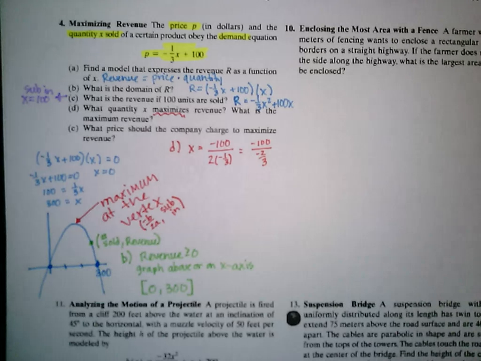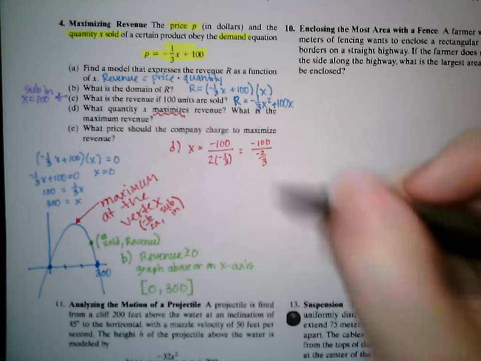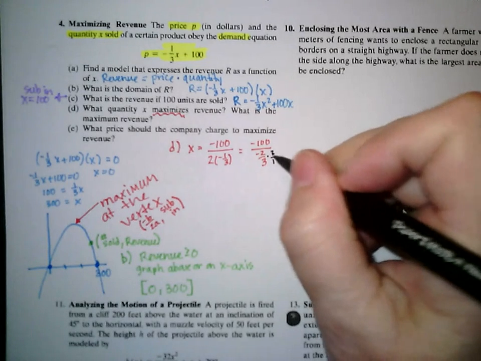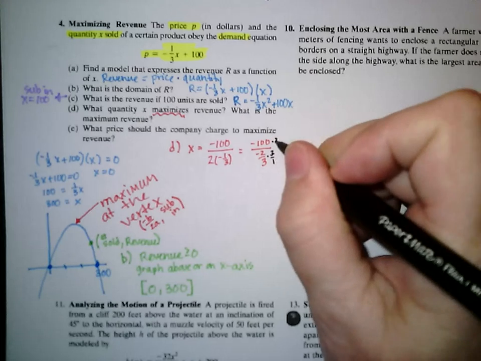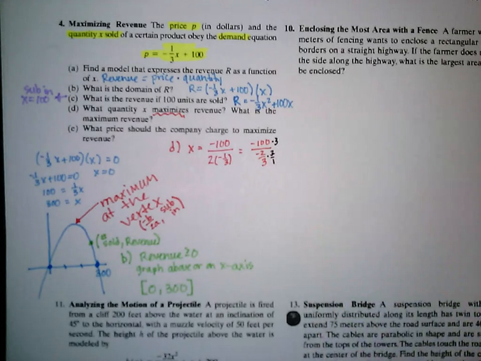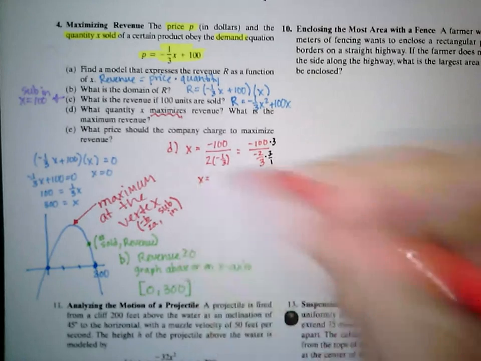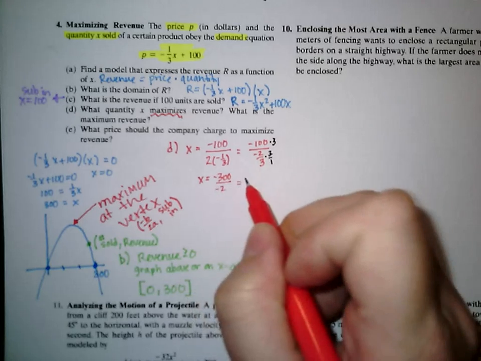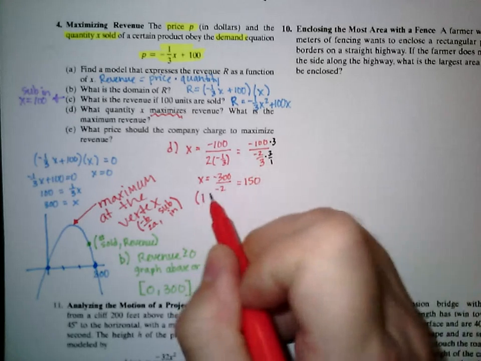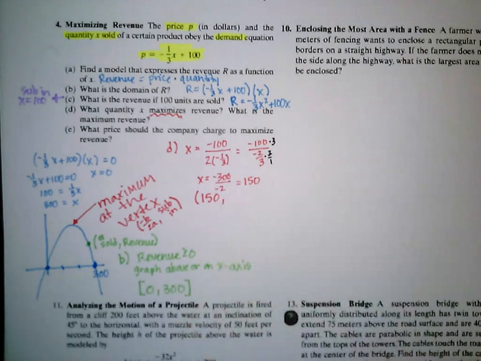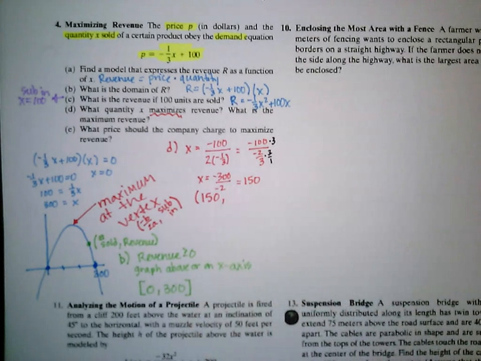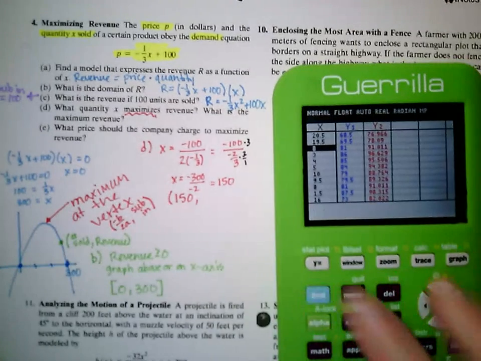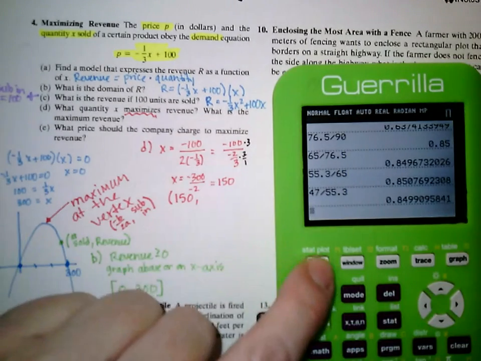And that gives us a stacky fraction. So the way that I deal with those is I multiply by 3 to cancel out that 3 and multiply by 3 up here. So that is going to give me x equals negative 300 over negative 2, so 150. So I have 150 for my x coordinate, and for my y coordinate, I'm going to plug in 150 to my equation.